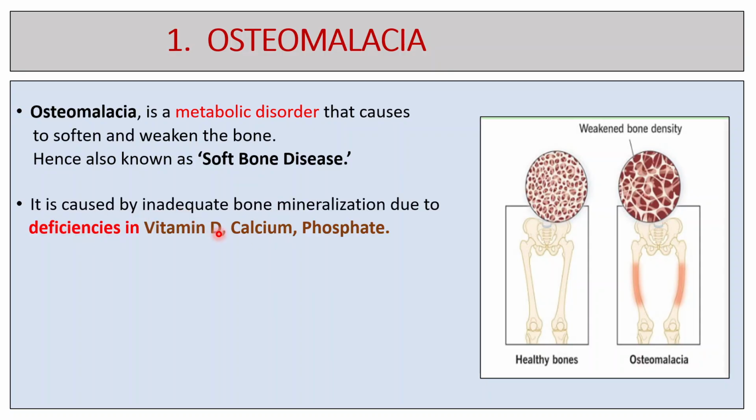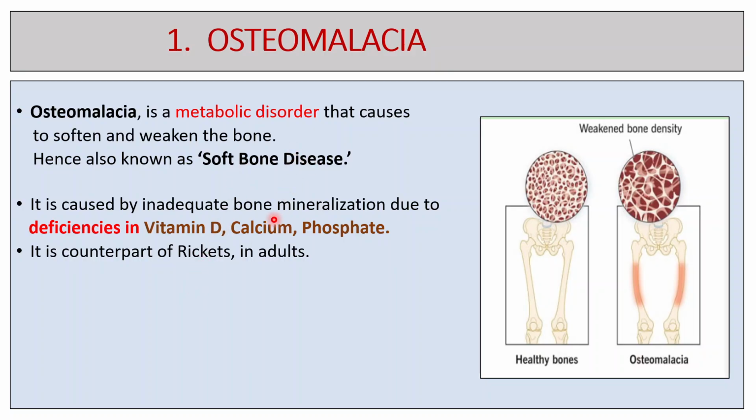So deficiency in vitamin D or calcium phosphate is the most important cause of osteomalacia, and it is the counterpart of rickets. Rickets is in children and osteomalacia in the adult. So deficiency in vitamin D, calcium, phosphate, this you have to remember for osteomalacia in adults. It is the counterpart of rickets.